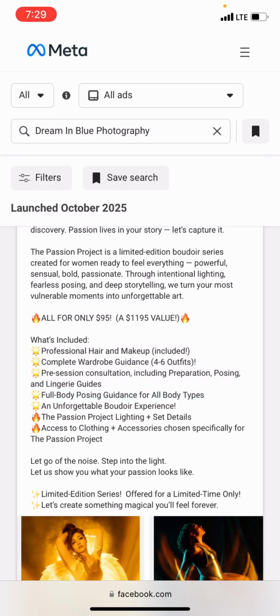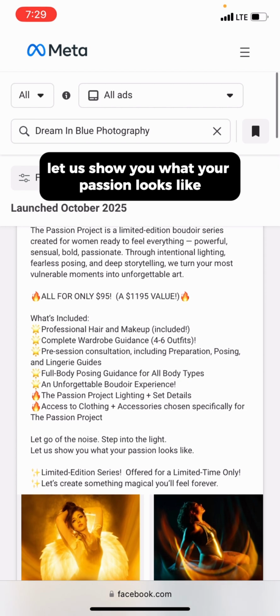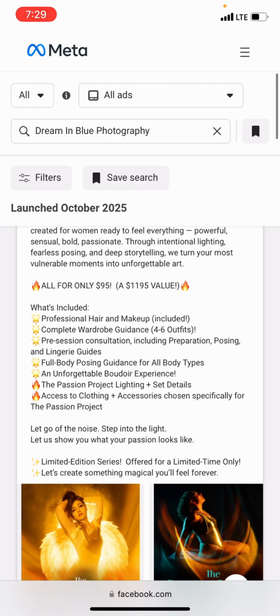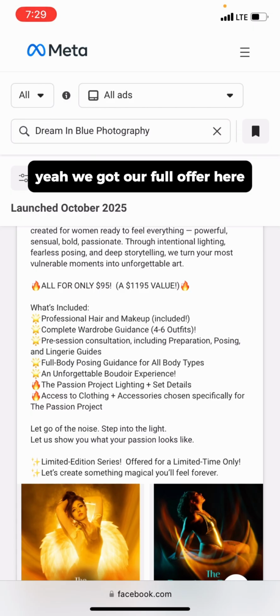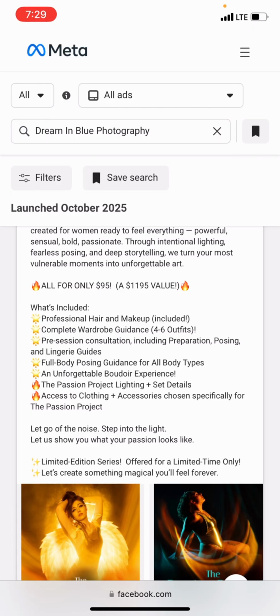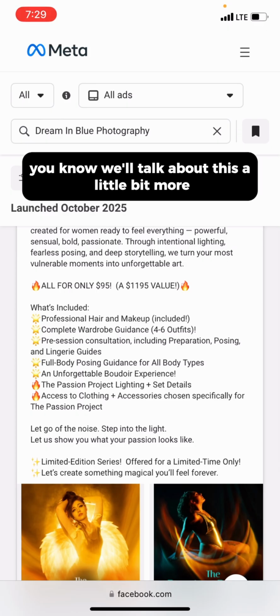That's important. Boom, boom. Clothing, yep. Color noise up into the light. Let us show you what your passion looks like. Offer limited time. Cool. All right, so awesome. Yeah, we got our full offer here. So guess what, we'll talk about this a little bit more.